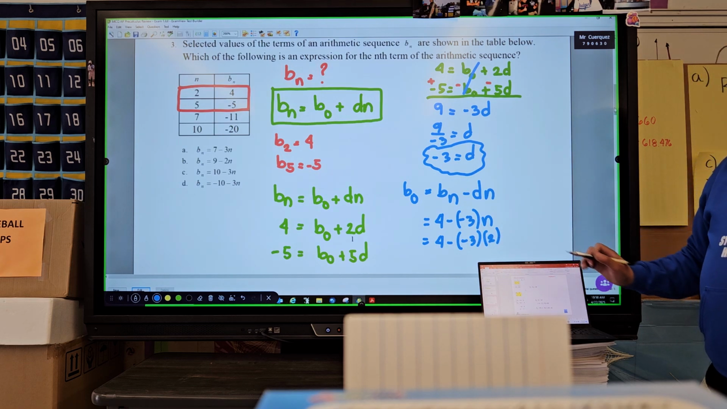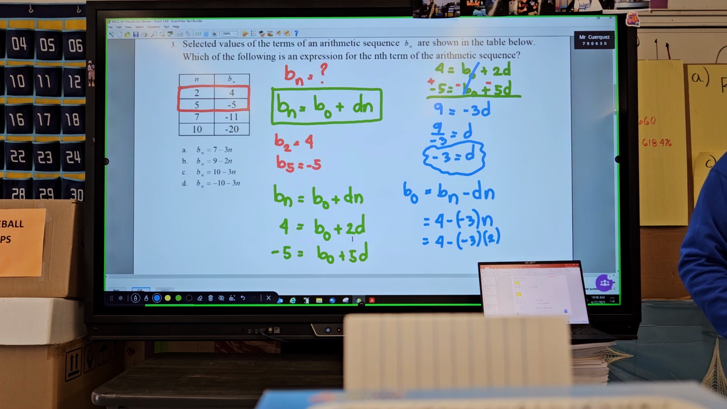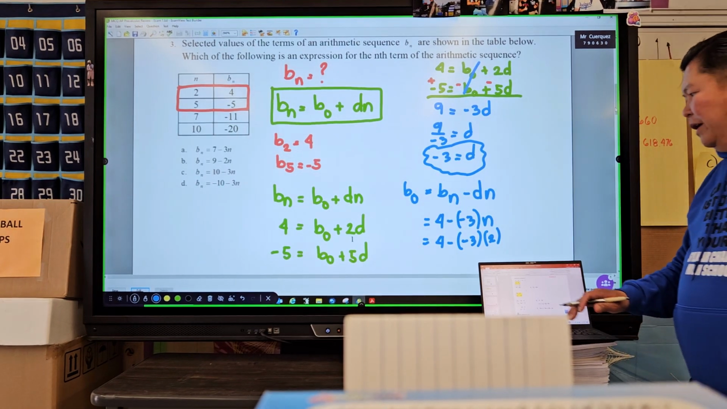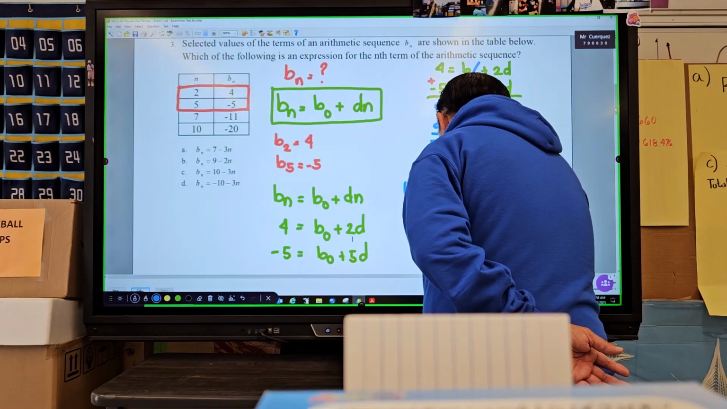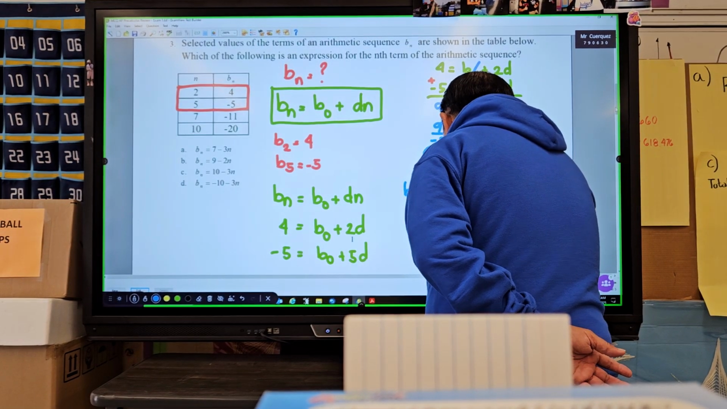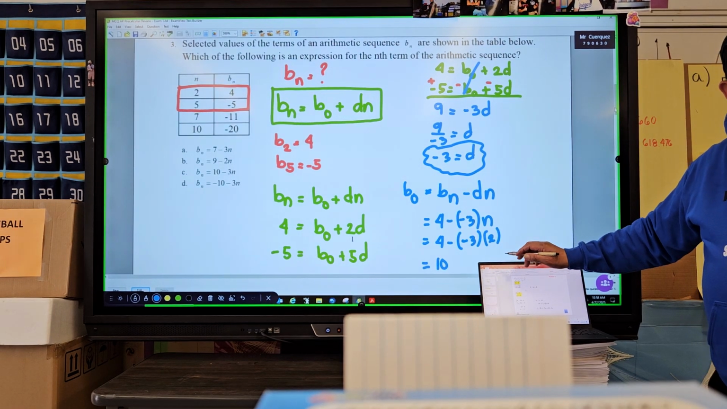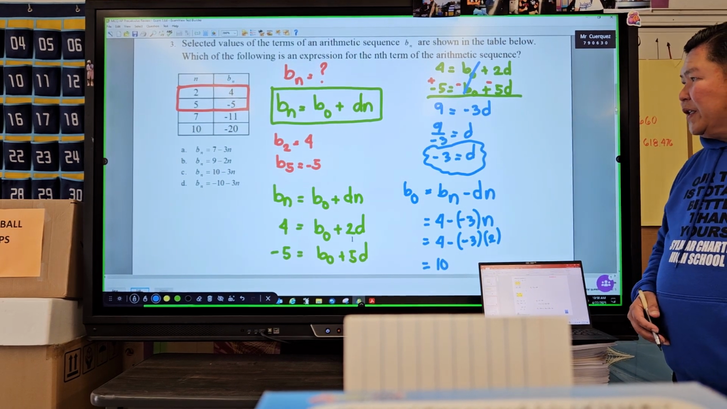Okay? So, what is B sub O? 4 plus 6, right? 4 plus 6. What is 4 plus 6? So, B sub O is 10. Okay? So, B sub O is 10. Do I have to simplify all this? I think you can do mental math now. That B sub O is 10.